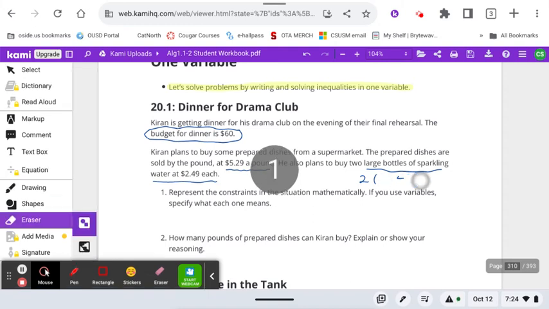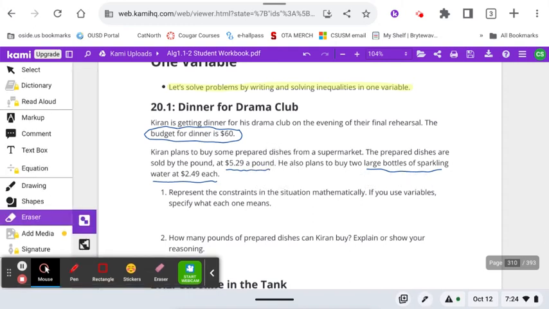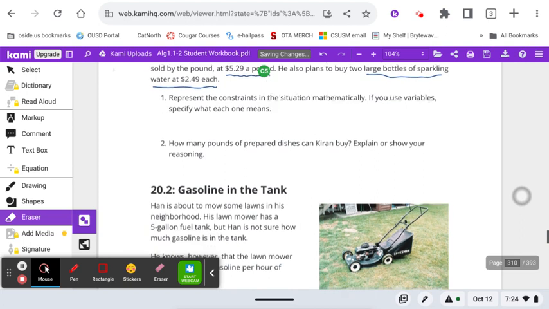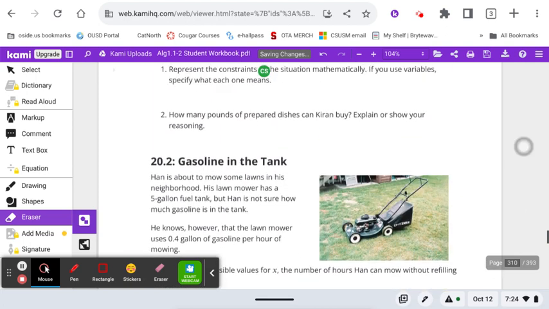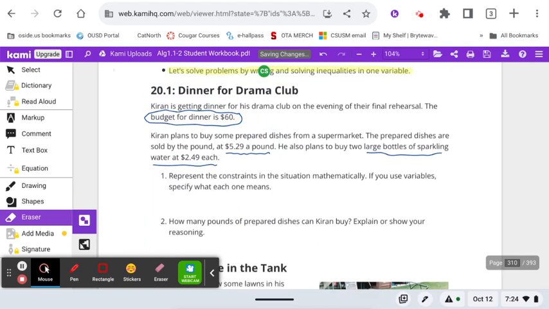All right, we're going to be working on lesson 20 here. Let's look at the objective and highlight it. This is on page 307 of your text. Kieran is getting dinner for his drama club on the evening of the final rehearsal, and the budget for the dinner is $60. Go ahead and circle or underline important information as we read through this word problem.